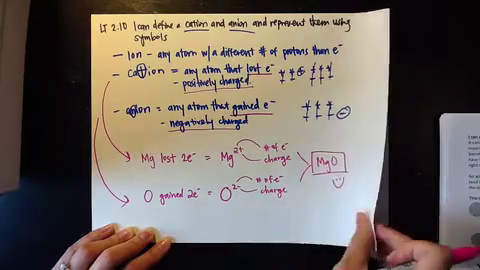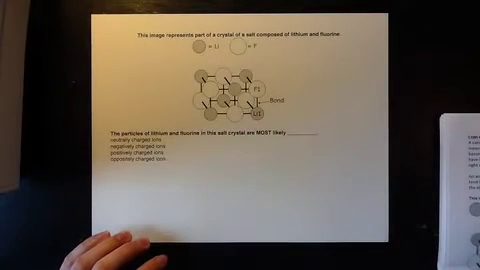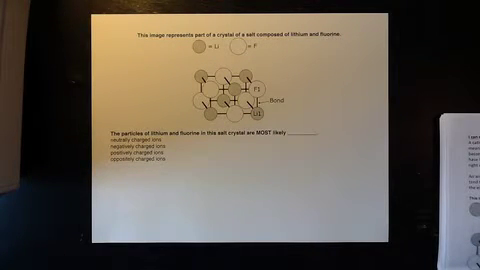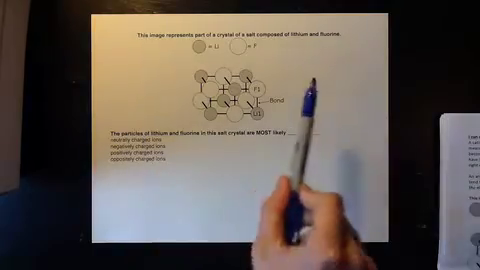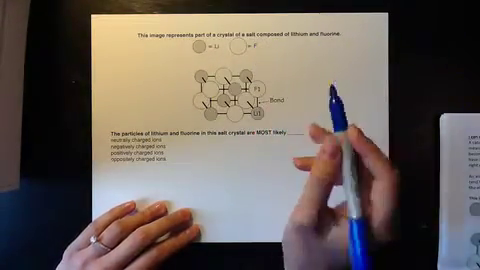Okay. Let's go ahead and try an example problem. You can sort of jot this down as best as you can, but I know we're not all perfect at drawing 3D symbols, which is why I printed mine out. Here's a question. This image represents part of a crystal of a salt composed of lithium and fluorine.